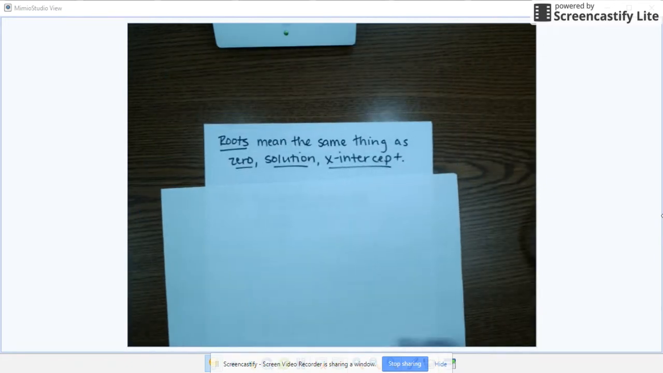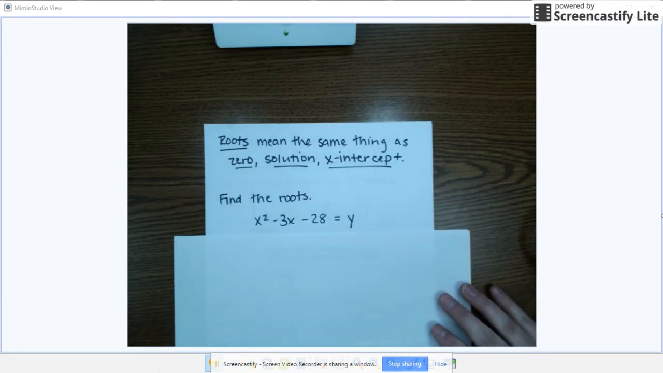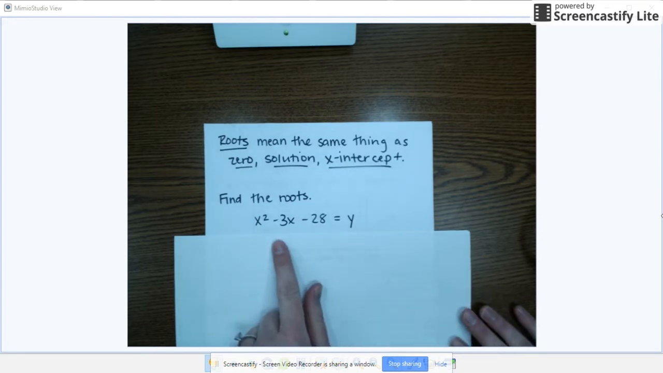We've talked a little bit about this before, but anytime you see the word root, that is the exact same thing as finding a 0 or finding a solution or finding an x-intercept. So knowing that all 4 of those words mean the same thing can help you when you're solving a problem. So now I want you to find the roots of this quadratic equation.